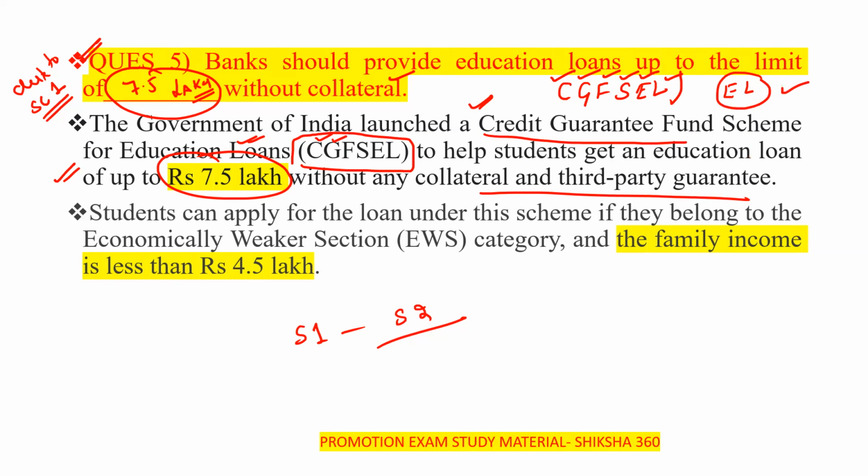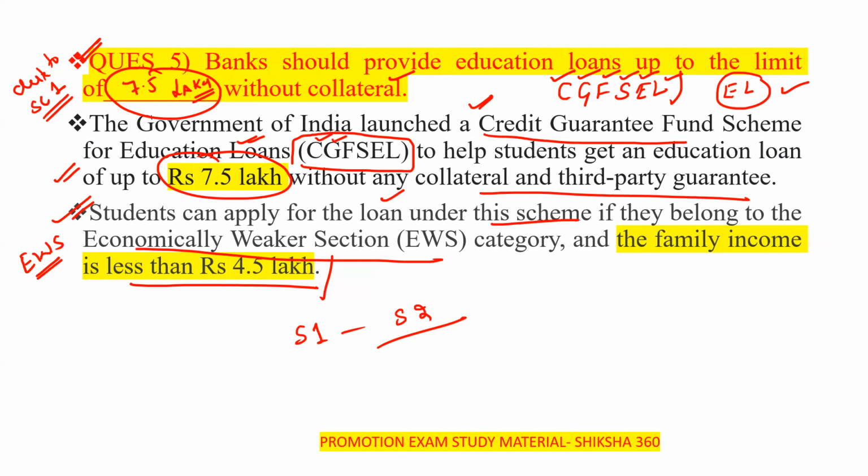Now move to the next point. Who can apply for this one? What is the condition for that? Students can apply for the loan under this scheme if they belong to the economically weaker section, that is the EWS category, and the family income is less than 4.5 lakh. There are also some other conditions, but I will discuss one condition here that will be asked in the examination, that is whether economically weaker section students can apply under that or not.